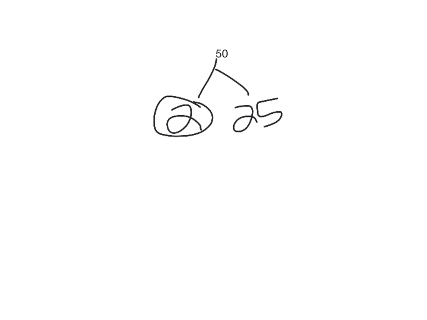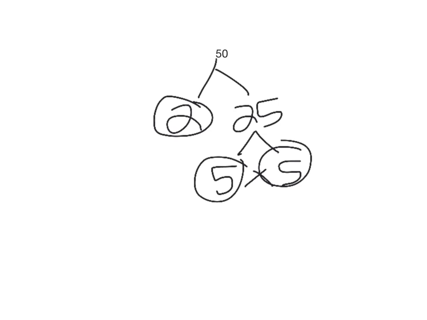Okay. Another example is 50. Again, you can use many different options. I'm going to use 2 times 25. 2 is a prime number, so I'm done there, but 25 I can break down into 5 times 5. And 5 and 5 are both prime numbers.